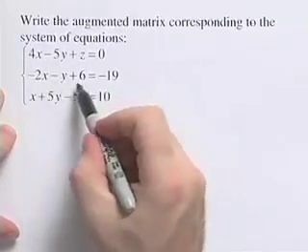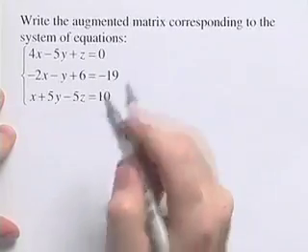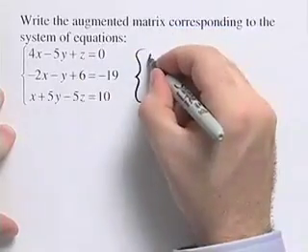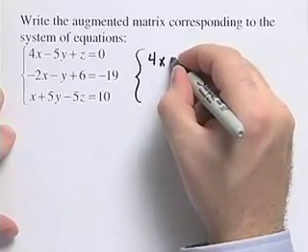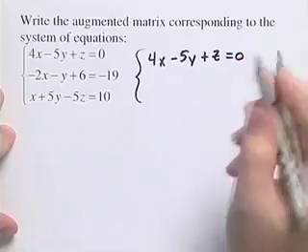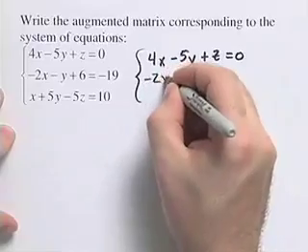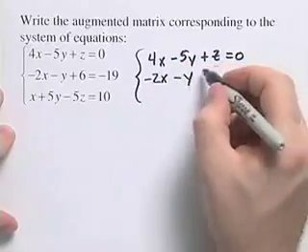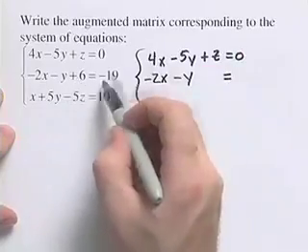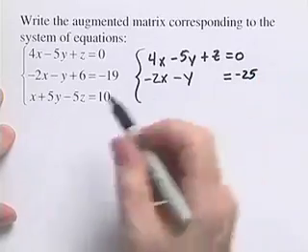If we look at this second equation here, we see that there's a constant 6 that needs to be moved over. So we're going to rewrite our system. The first equation is fine. We're going to rewrite that: 4x minus 5y plus z equals 0. In our second equation, we're going to write negative 2x minus y. And there's no z term, so we'll leave that space there. We're going to subtract 6 from both sides, so we'll have minus 25.